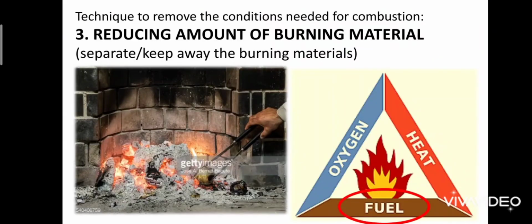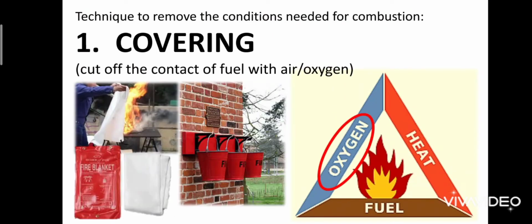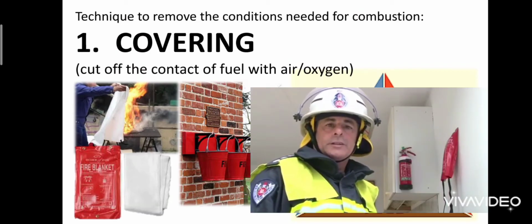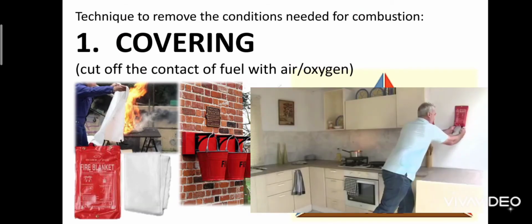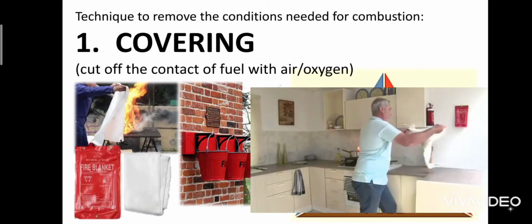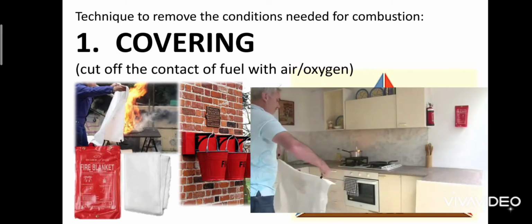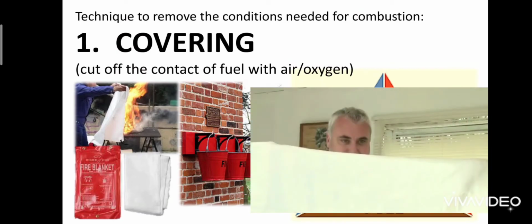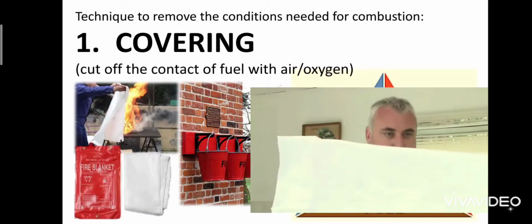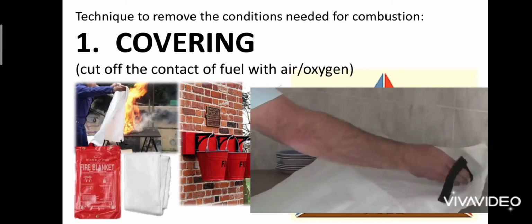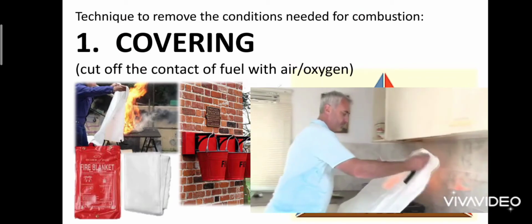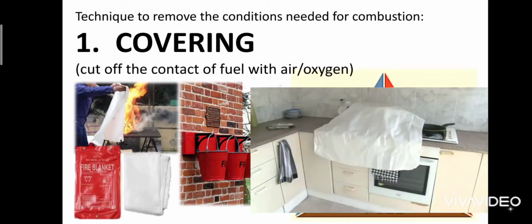Now, about how to use a fire blanket to cut off the contact of fuel with air, and how to use it confidently. To use a fire blanket, turn off the stove if safe to do so. Pull down the tabs, hold the fire blanket out and shield yourself from the flames. Look over the blanket and approach the fire, keeping the blanket at arm's length. Gently cover the pan completely with the fire blanket to smother the flame. Then leave the blanket in place for at least 30 minutes.